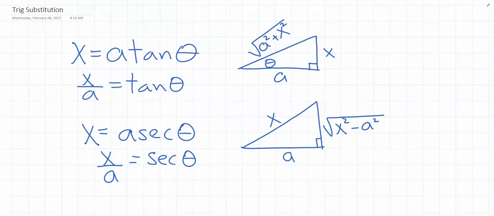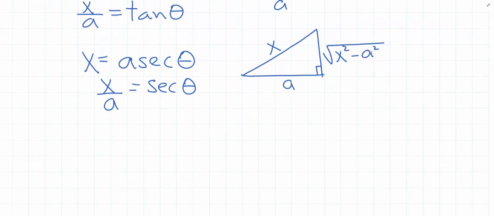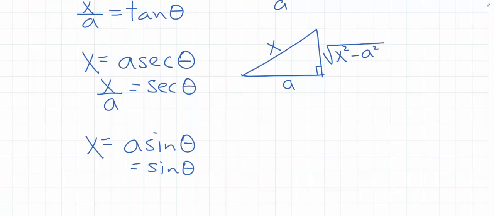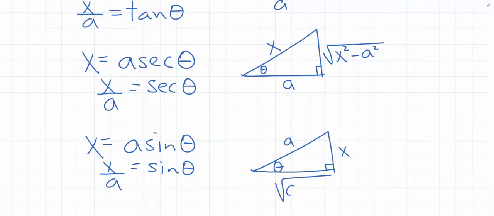Now, one more that we'll look at, and that is, let's suppose that X is equal to A sine theta. Well, then that means that sine theta is equal to X over A, and we make the same triangle. Here's theta. And now we have opposite over hypotenuse, and this right here would be the square root of A squared minus X squared.